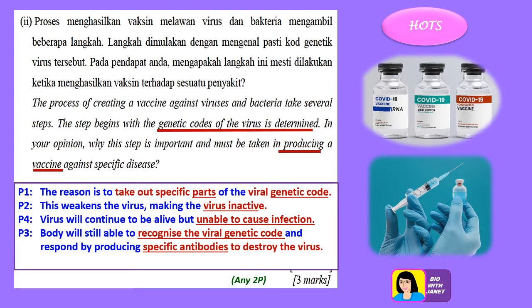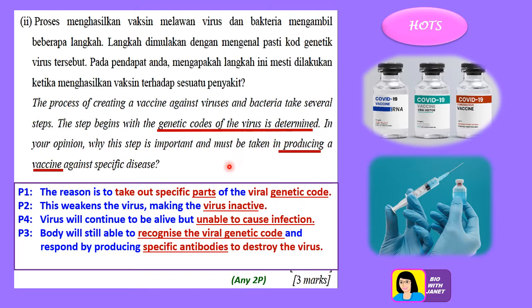Question 2 is a hot question. The process of creating a vaccine against viruses and bacteria takes several steps. Okay, it may involve several steps. The step begins with the genetic codes of the virus, which are determined. So in your opinion, why is this step so important? Why is it important and must be taken in producing a vaccine against a specific disease? Why do we need to know the genetic code of the virus?